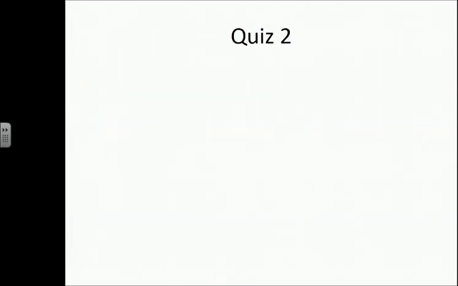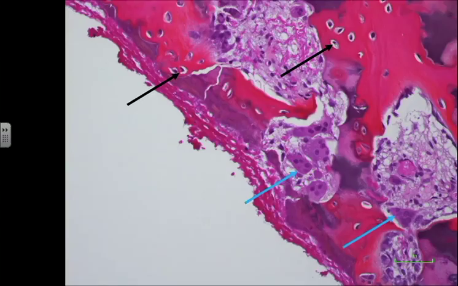So, as I did with the previous video, I'll put a quiz. So, question. Where is the bone matrix? Is it here? Or is it here? Or is it here? Number 2. What are the cells highlighted by the black arrows? Third question, what are the cells highlighted by the blue arrows? What do we call them, and what is their function?